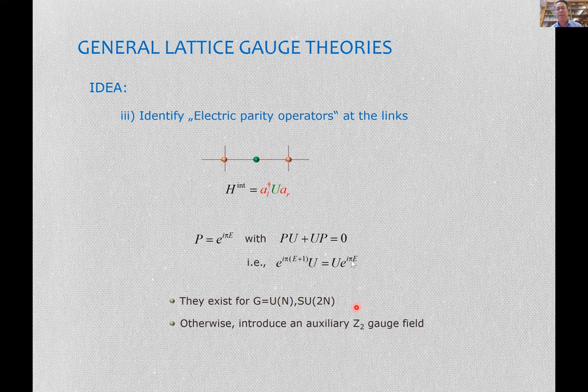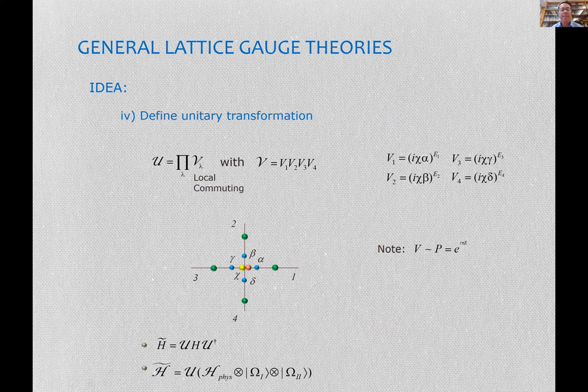Anyway, the fourth step is to define the unitary transformation that I told you before. The unitary transformation is a product of local unitary transformations, so I have to define what this local unitary transformation is. The transformation acting on each of these vertices contains operators of everybody that is here. You see, it's a product of four operators: one related to the right, one to the left, one to the up, and one to the down.